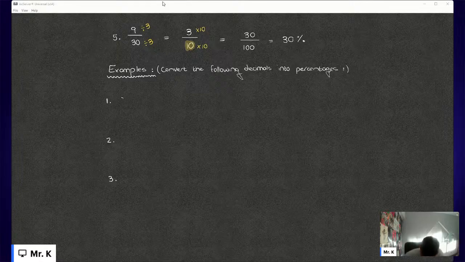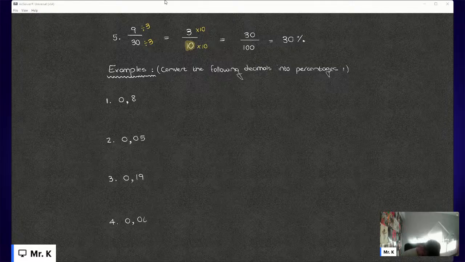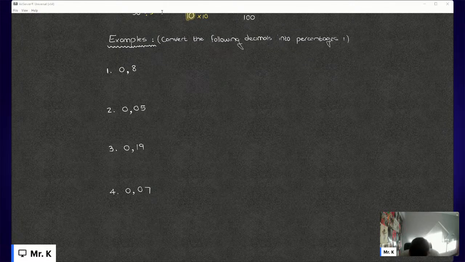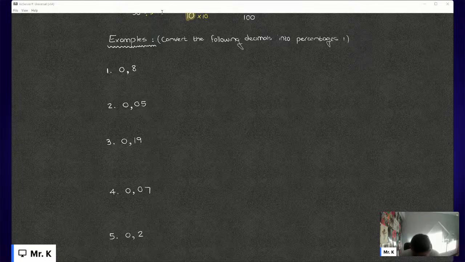Let's say, for example, we had 0.8. Then we had 0.05. Then 0.19. Number 4, let's say 0.07. And number 5, 0.2. Right, we're going to go through each of these examples one by one, guys. But you should copy them down now quickly.